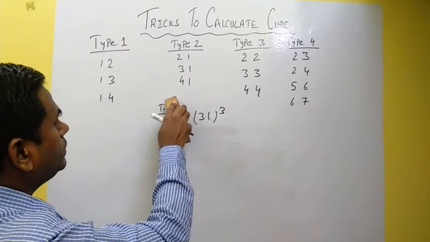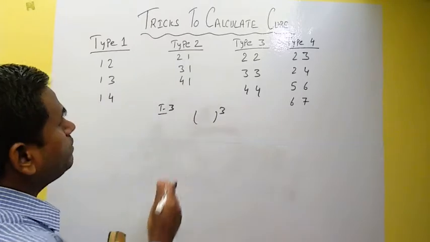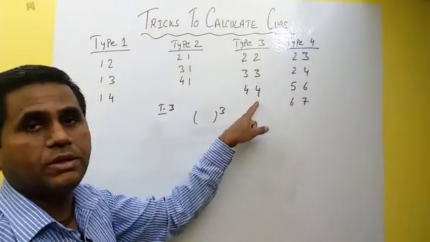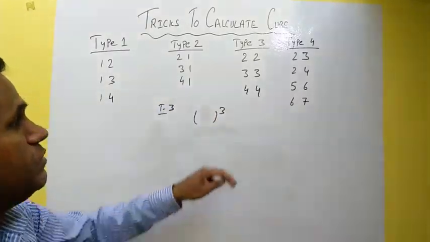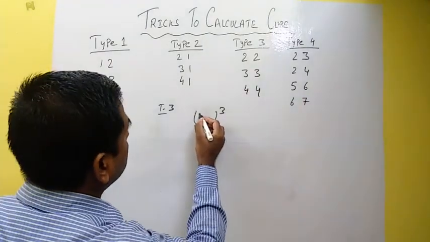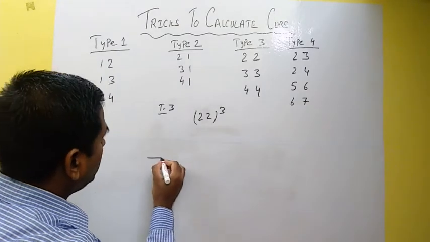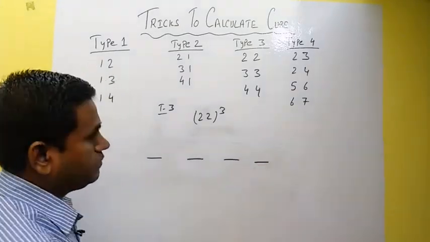In type 3, what is there? The same digit is repeating. Okay, all these numbers which have the same digits. Fine. So let's take the first number, 22. So here also we have to do 4-digit format.